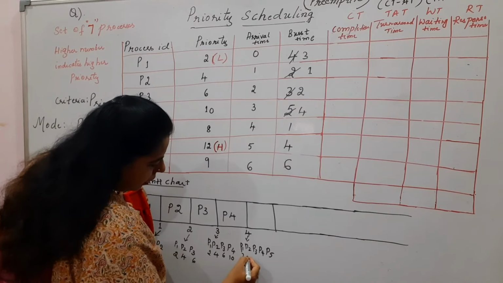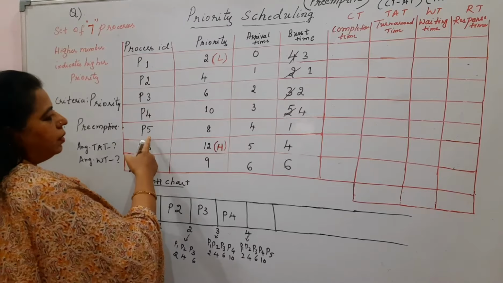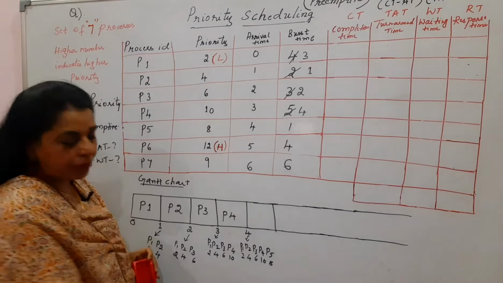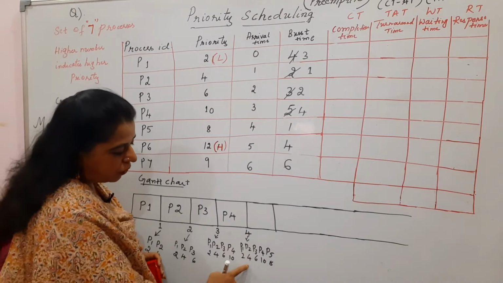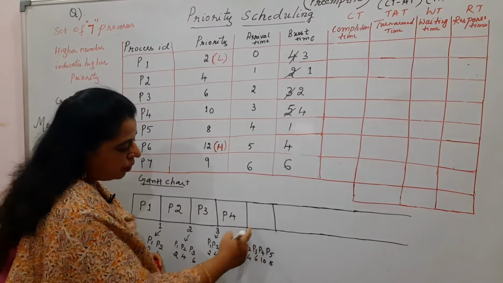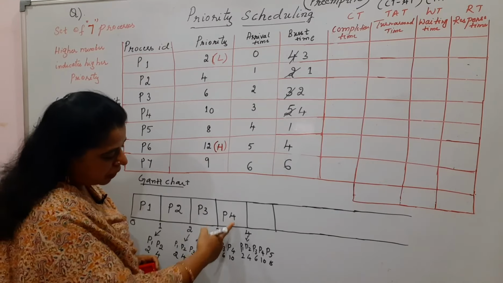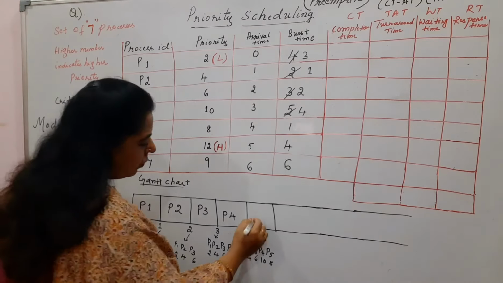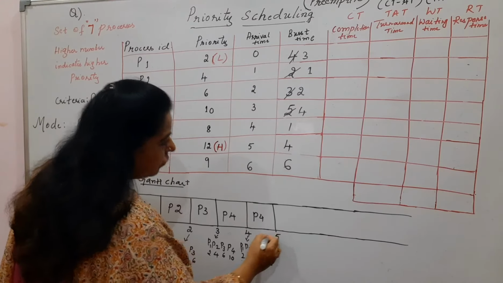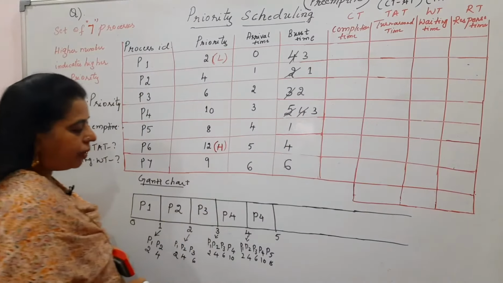I am writing down the priorities here. P5's priority is 8. So look here, at time unit 4, these are the processes available with their priorities. The highest is P4, so you have to schedule P4. You scheduled P4 earlier, and it will get scheduled again, running only for 1 unit of time. So where is that P4? Yes, keep track of its remaining burst time.